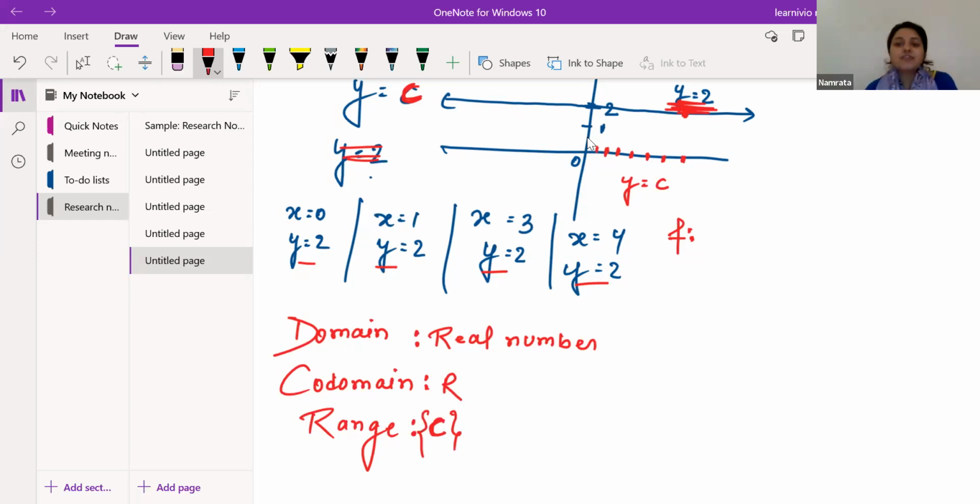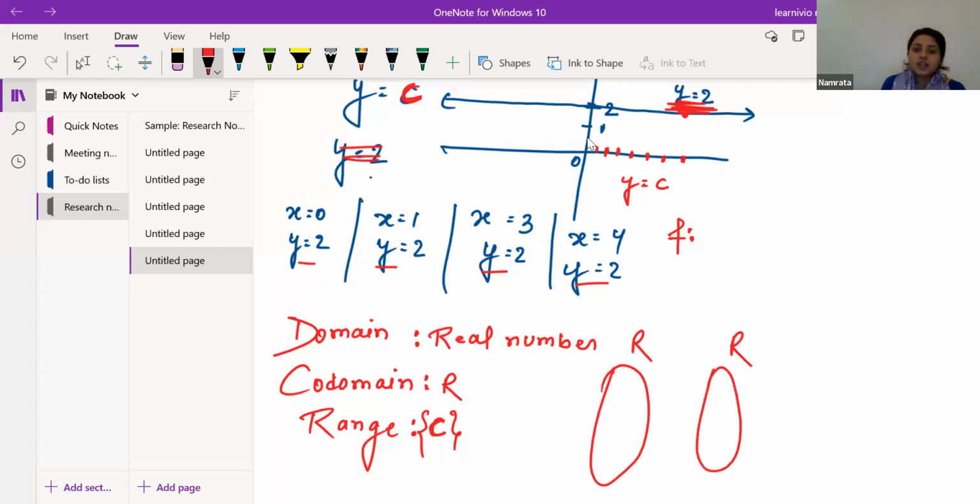In this case, if you take y equals 2, the range will be 2. But codomain means everything. Here we have real numbers, and here we also have real numbers, like 1, 0.1, 0.2, 3, 4, any random number, infinitely many. So the domain is real numbers, the codomain is real numbers.